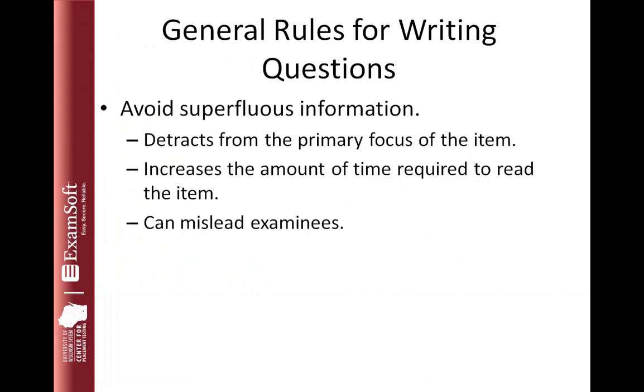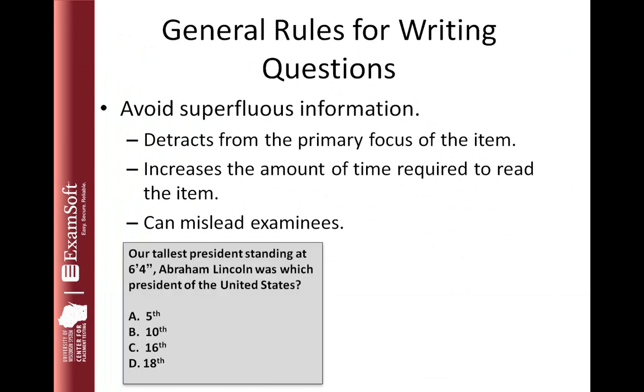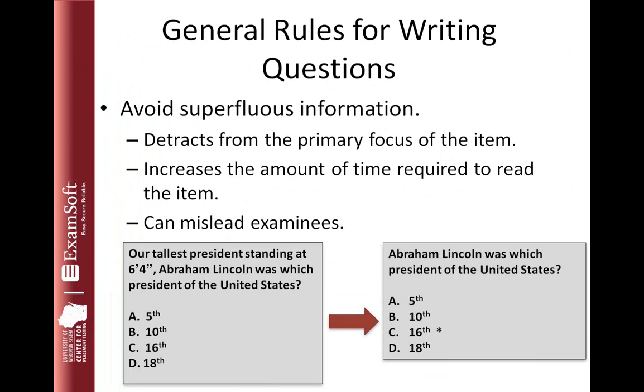We want to avoid using superfluous information because it can really detract from the primary focus of the item and can mislead examinees. So again, it can lead your top examinees, the people who really know the content, to getting the item incorrect, which is not what you want. So for example, our tallest president, standing at 6'4", Abraham Lincoln, was which president of the United States? I don't need to know that Abraham Lincoln was the tallest president or actually how tall he was in order to answer this question. So it's best to simply remove that extra information, the lead into the question. It also makes the question a little more clear.